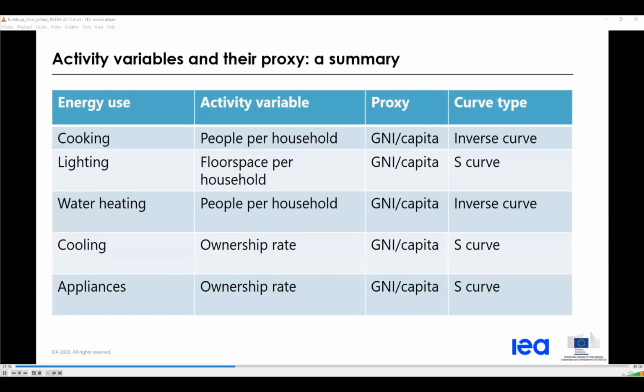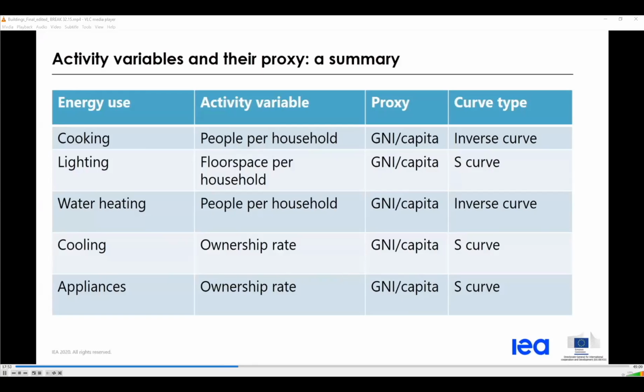For lighting, we use an S-curve because the activity variable is floor space per household. And with an S-curve, that describes the fact that as households become more rich, so does the floor space of those households increase, and then we get to a point where there's saturation, and so the S-curve starts to flatten out.